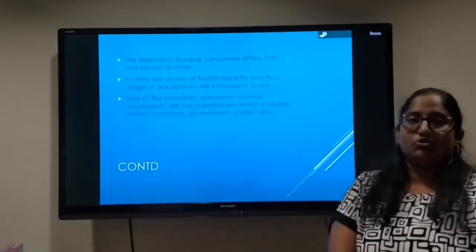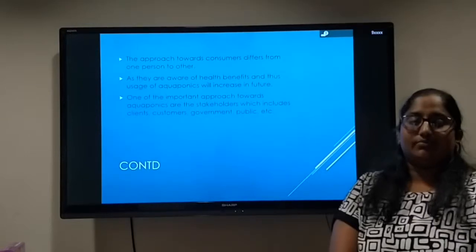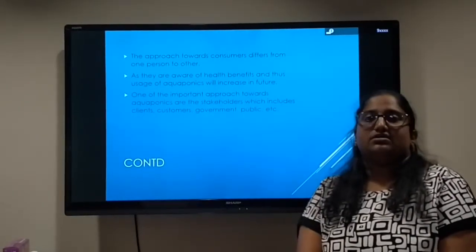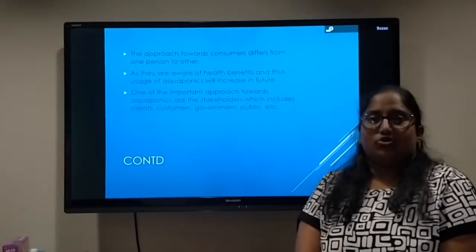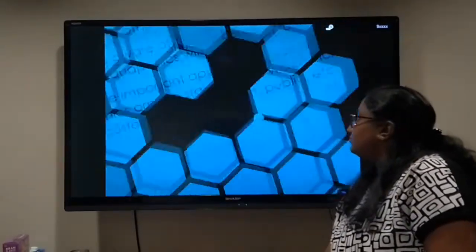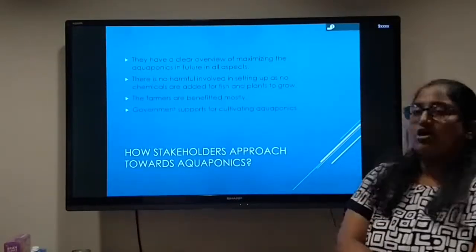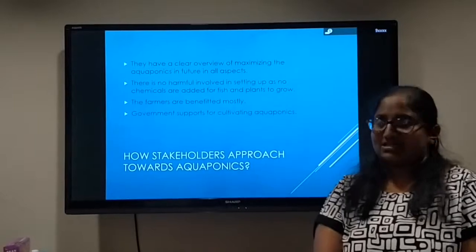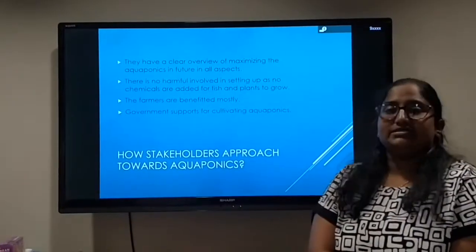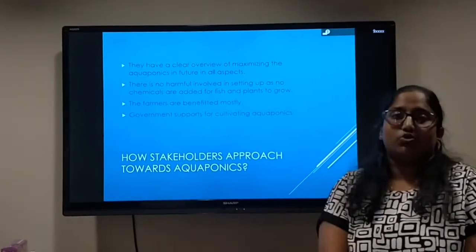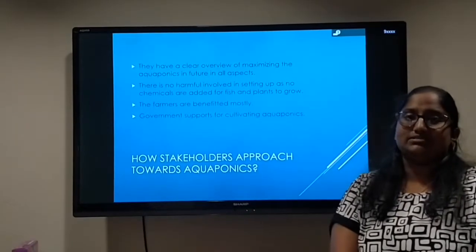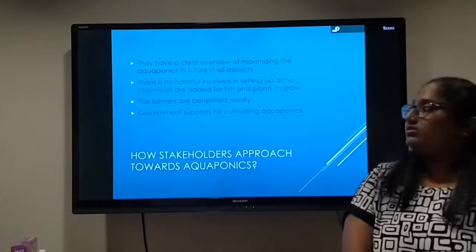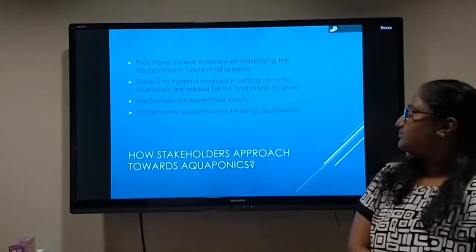One of the important approaches towards aquaponics is approaching stakeholders. Stakeholders are nothing but clients, customers, government, public, owners, etc. So they all have a clear overview of maximizing aquaponics in the future in all aspects. And by setting up this aquaponics, there are no harmful effects involved, as it's purely organic, with no chemicals involved in cultivating it.